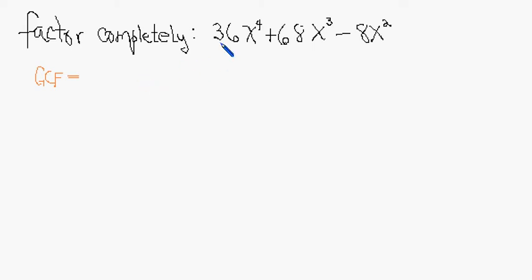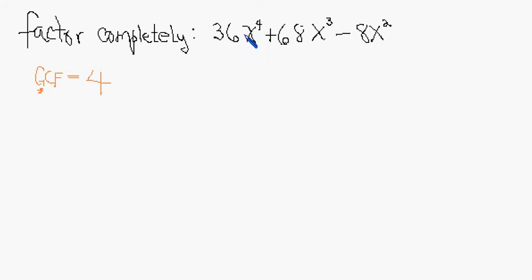Well, we have the 36, 68, and negative 8. Now, what is the largest number? Because this is the greatest common factor. The largest number that goes into 36, 68, and negative 8. Let's see. Well, I know that 2 goes into all of them, but I can also tell that I could divide 36 by 4. 68 is also divisible by 4, and negative 8 is divisible by 4. So I'm going to say that my greatest common factor for all the coefficients is 4.